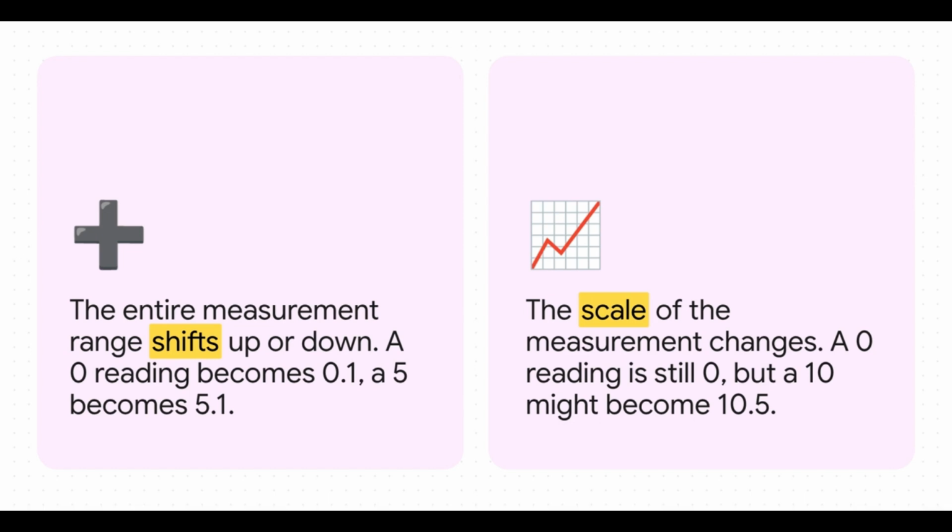But then there's sensitivity drift. This one is a little trickier. Your 0 might be perfectly fine, but the scale of your measurement gets warped. So a small reading might be accurate, but the bigger the value you're measuring, the bigger the error gets.